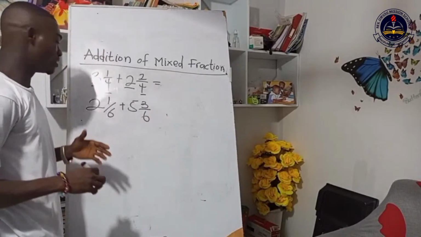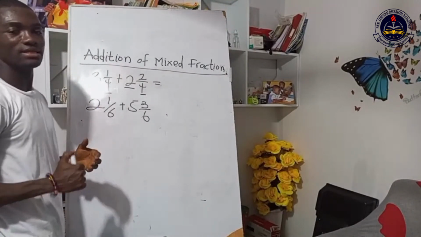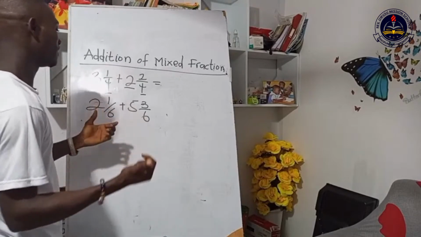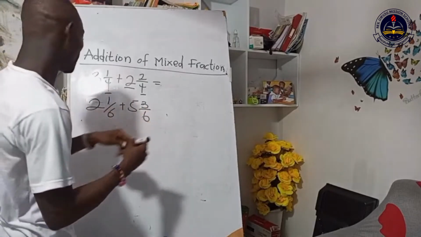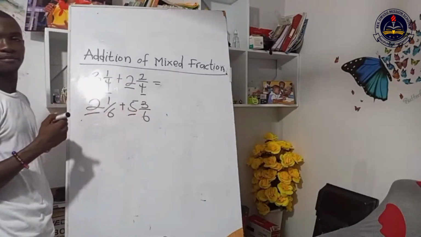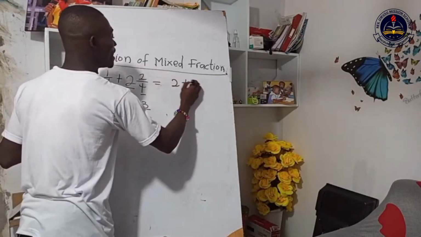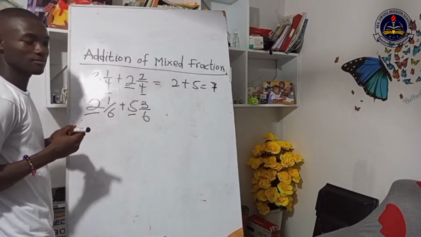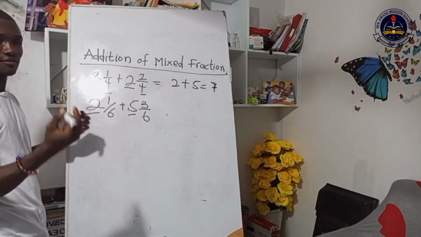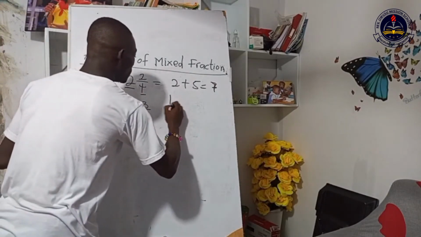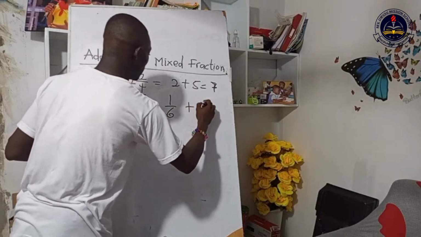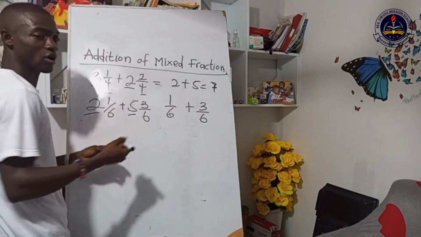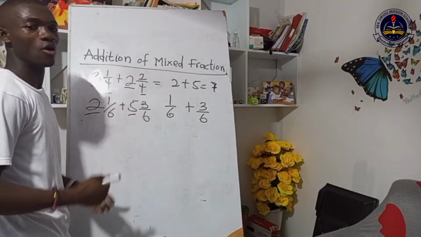The second example is 2 whole number 1 over 6 plus 5 whole number 3 over 6. First of all, we add our whole numbers, which are 2 and 5. So 2 plus 5 is equal to 7. Our next step is what? To add the fractions. 1 over 6 plus 3 over 6. As you all know, they have the same base number, or the denominator.